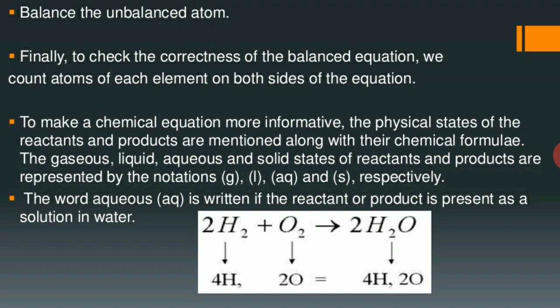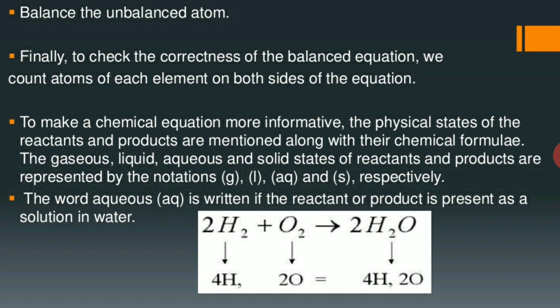Let us check the number of hydrogen atoms on the left side. There are 4 hydrogen atoms. 2H2 means 4 hydrogen atoms, 2 into 2 hydrogen atoms. That is 4 hydrogen atoms on the LHS. On the RHS, there are also 4 hydrogen atoms. So it is balanced with respect to hydrogen.